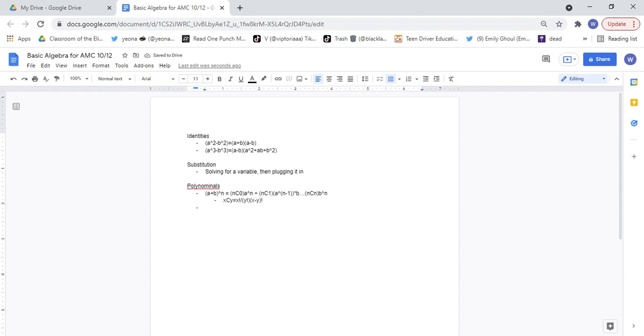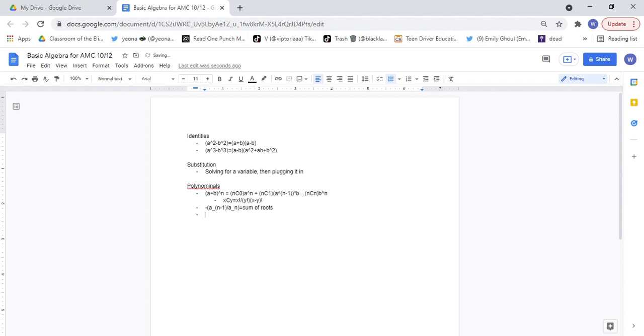Another important thing is Vieta's. That's just a way to find the sum and product of roots. I'm sure you all know Vieta's for second degree polynomials, but for an nth degree polynomial, the sum of roots is simply negative the second coefficient, which I'll denote as a sub n minus 1, divided by the first coefficient, a sub n, the coefficient of the highest power. That's the sum of roots.